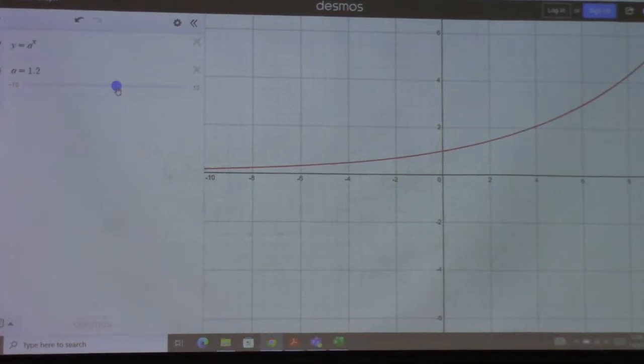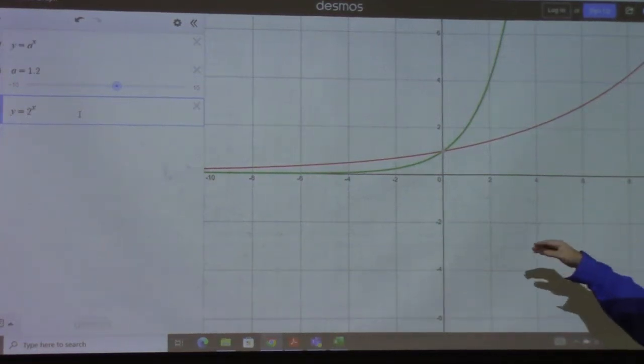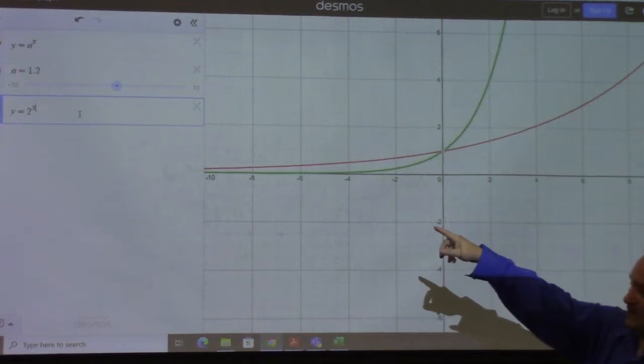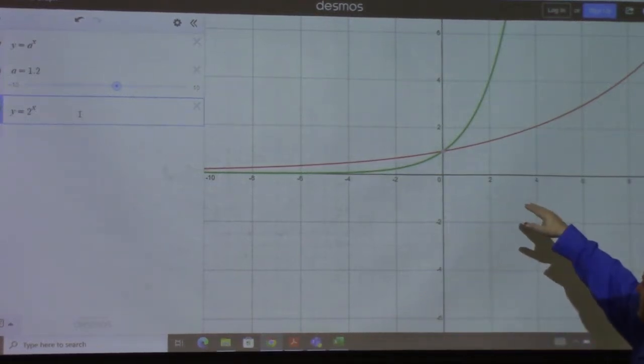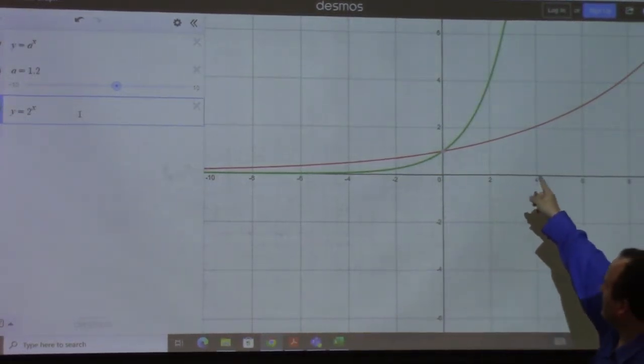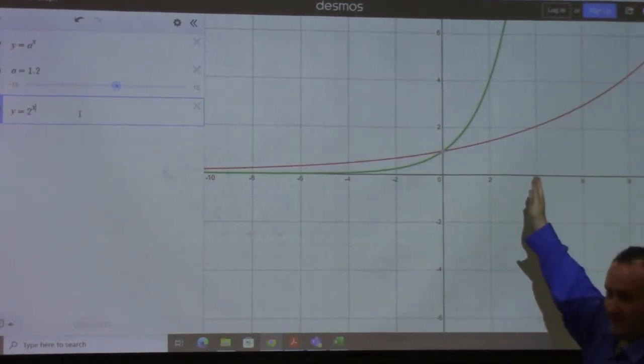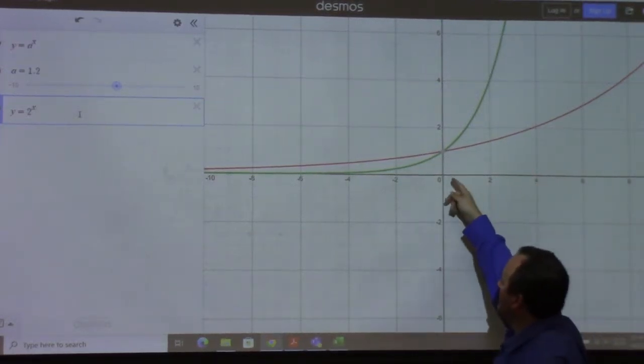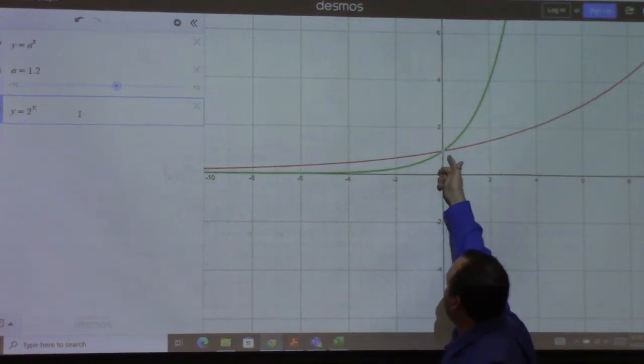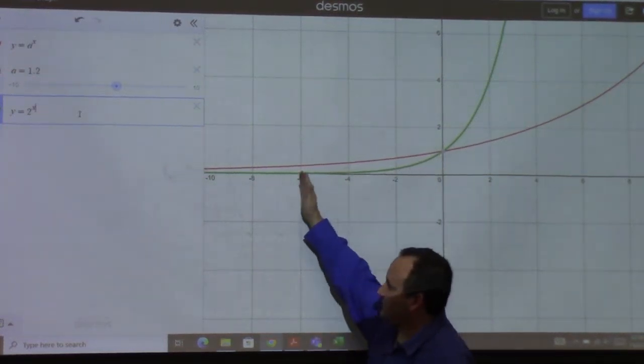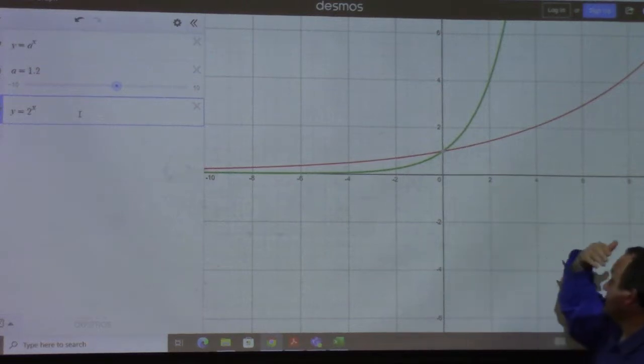Now, here, let me put in a reference. So I'm going to put in y equals 2 to the x so we can track the other cases relative to that. All right, so look here. Now we have y equals 2 to the x as the green graph. And right now I've got the 1.2 power. See what happens? The 1.2 power grows slower than the 2 to the x, right, if we're positive. But it goes to 0 slower if we're to the left, right?